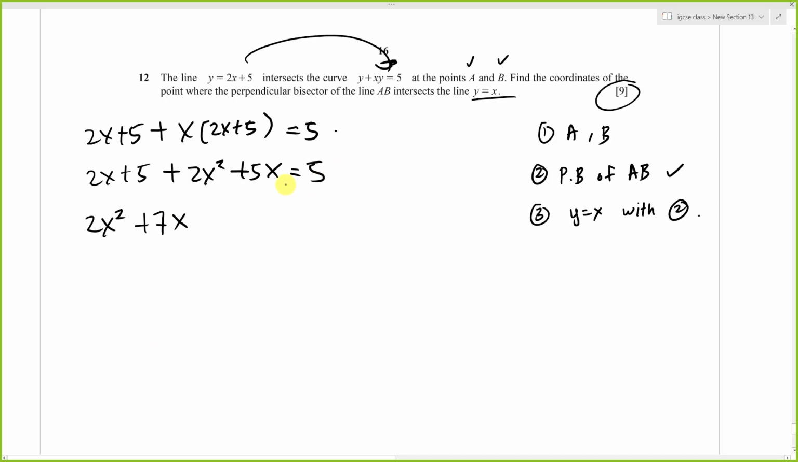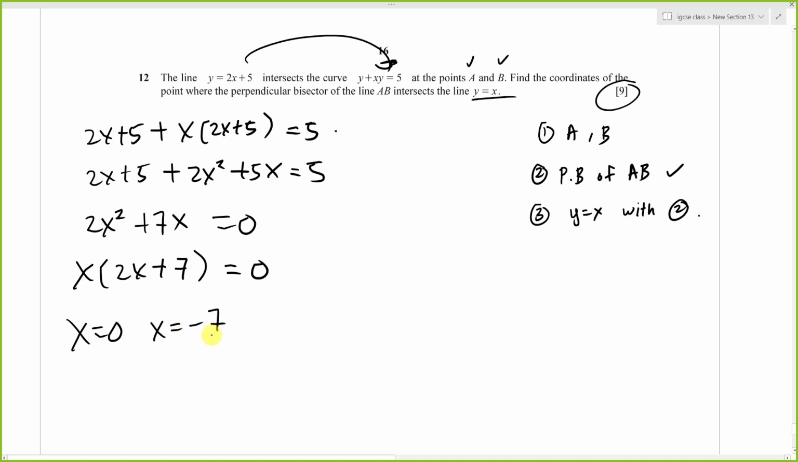5 and 5, 0. Yep. Factorize out the x. We have 2x plus 7 equals 0. x equals 0 or x equals -7/2. Yeah, I don't like the -7/2, but it's fine. It doesn't matter. So I need to find the y. When x equals 0, y equals 5. I got the first coordinate, (0, 5).